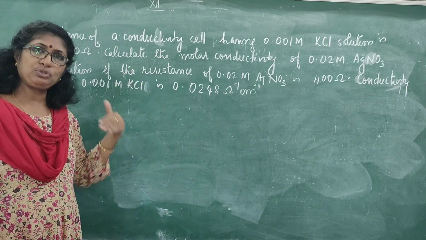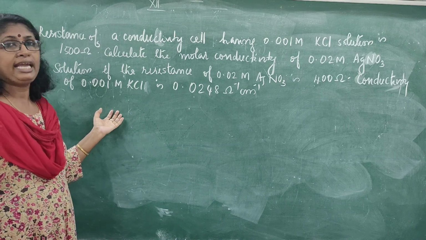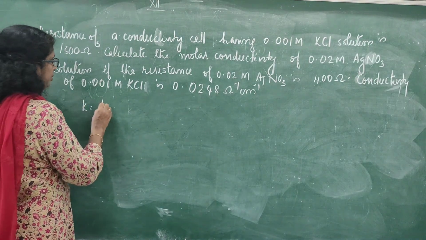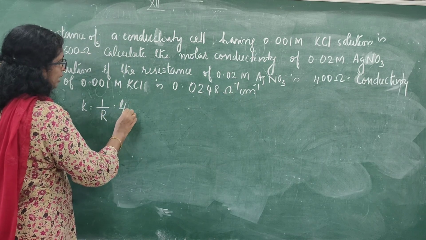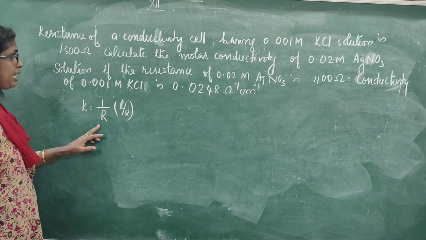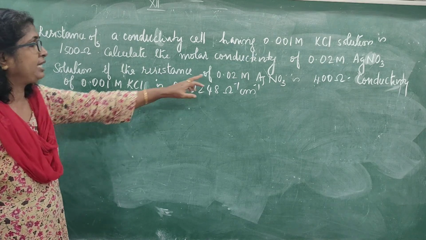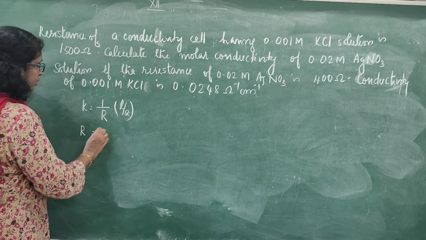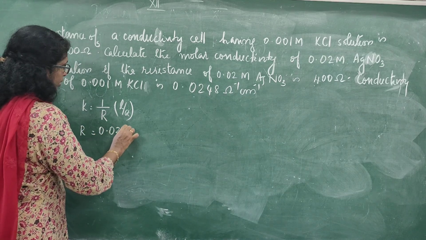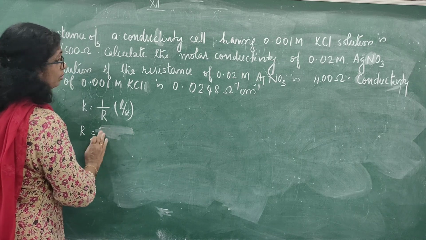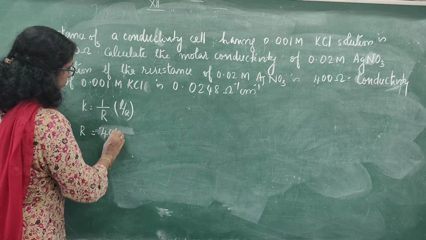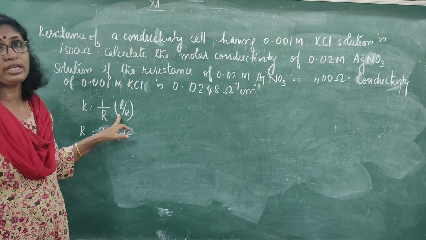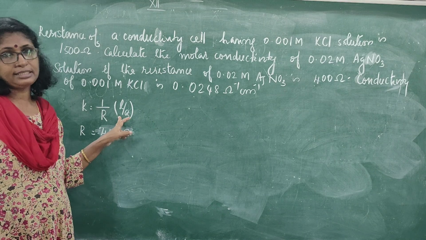To find out the molar conductivity of 0.02 molar AgNO3 solution, you must know the conductivity of AgNO3 solution. That is not given. First we will have to calculate the conductivity of AgNO3 solution. The conductivity K of AgNO3 solution is equal to 1 by R into L by A. Resistance of that 0.02 molar AgNO3 solution is given, R is equal to 400 ohm. Now what is the cell constant L by A? It is not given. You will have to calculate it.